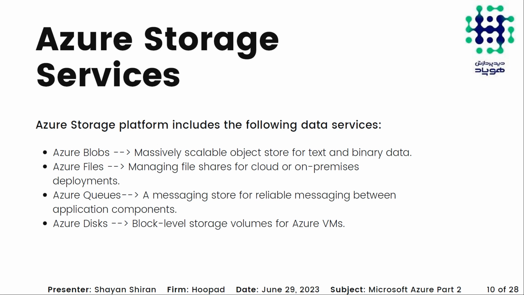Azure Files is for managing file shares for cloud or on-premises deployments. And the other service is Azure Queues, which is a messaging store for reliable messaging between application components. It uses two kinds of protocols that I will get to in a bit. And the other one is Azure Disks, which are block level storage volumes for Azure VMs.